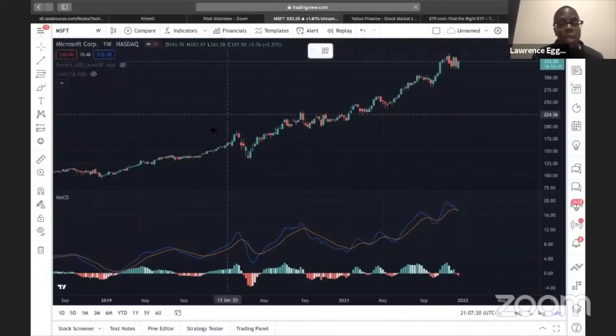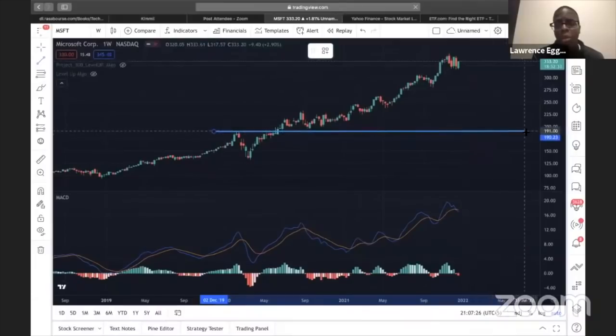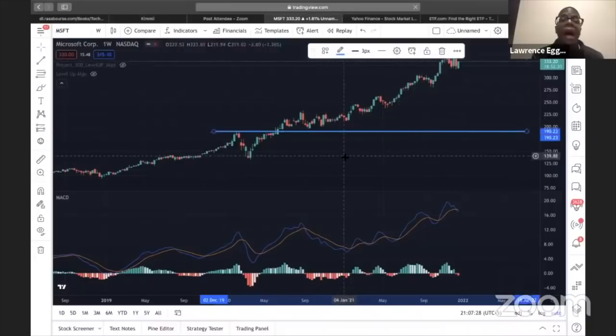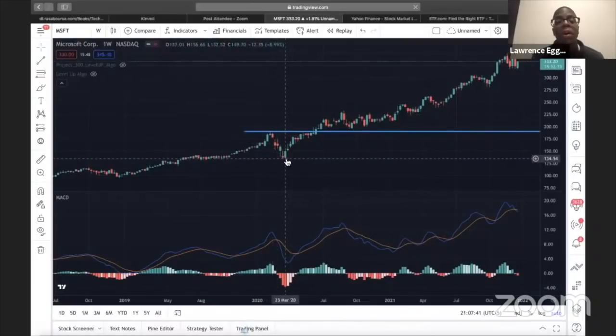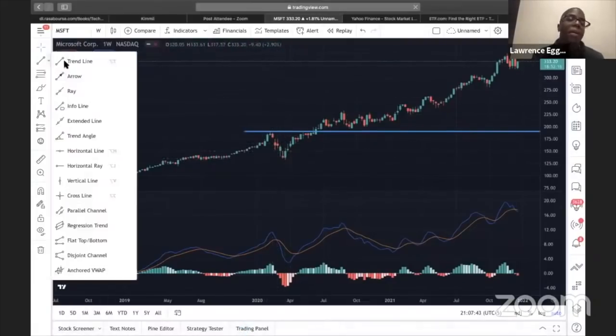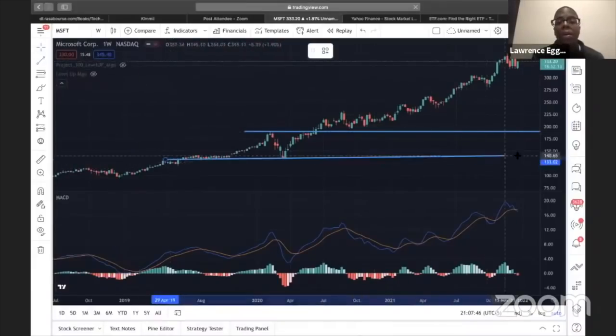Let's highlight that here. We're going to use our trend line tool. And this is where you want to go over your charts. You're not going to get everything the first time, so you want to look back over. I see here, on February 10th of 2020, this was an all-time high for Microsoft and the stock pulled back to a support. So boom, I come here and I'm able to get another point and another plot.